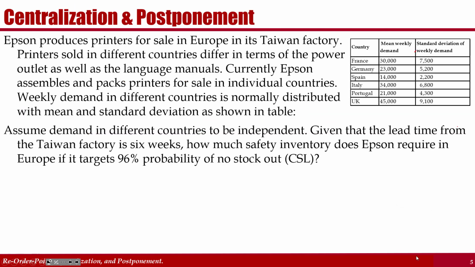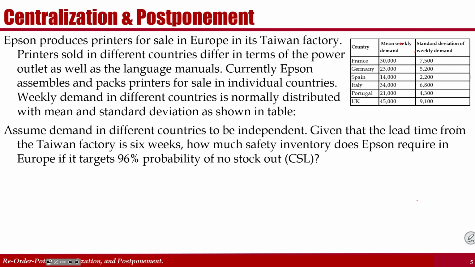Let's go through another example. Suppose Epson produces printers for sale in Europe and the factory is in Taiwan and lead time is 6 weeks. We have the average demand, standard deviation of demand per week, lead time of 6 weeks, and a 96% service level. Each of these countries needs its own power outlet and its own user's manual in its own language. Now suppose these are all produced in Taiwan, differentiated in Taiwan, and sent to Europe. Let's see how much safety stock we need.